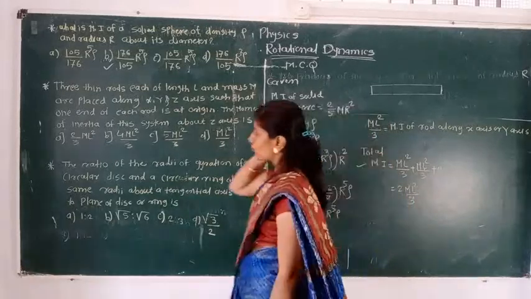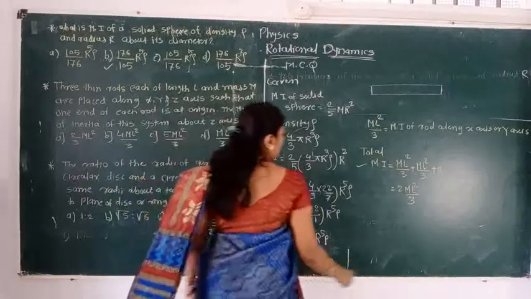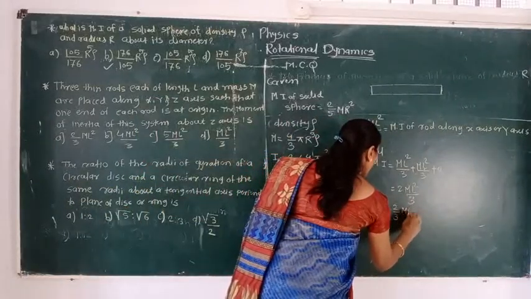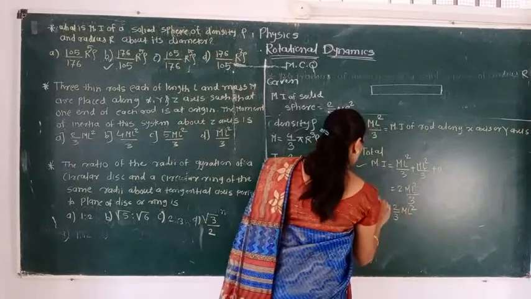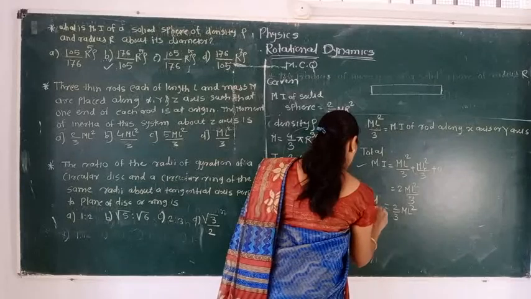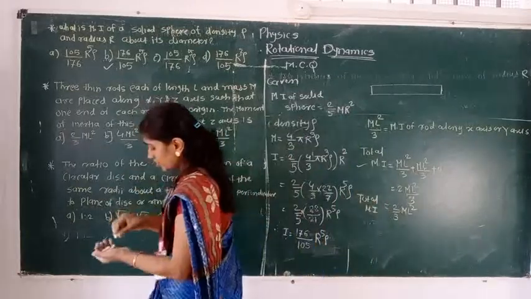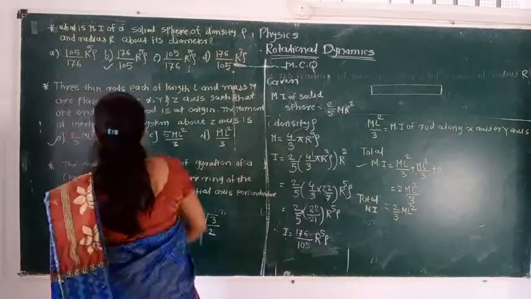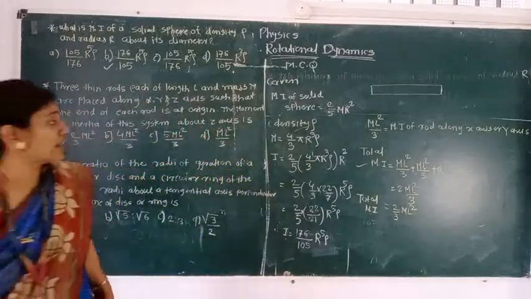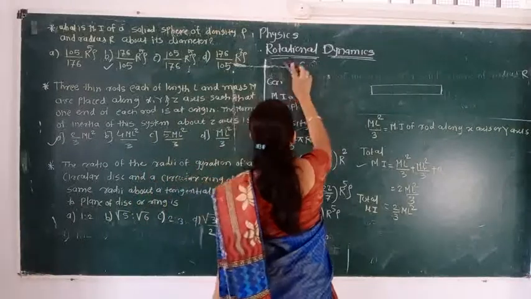So here our solved answer, otherwise we can write it as 2/3 ml². So the total moment of inertia of that system gives the correct option, the first one, 2/3 ml². Now we will move toward the next MCQ. It is important.